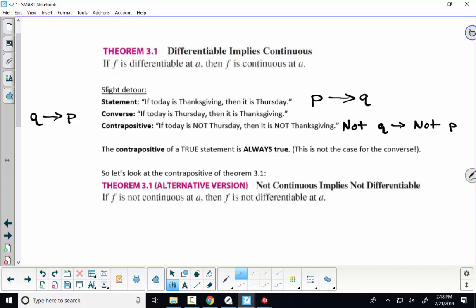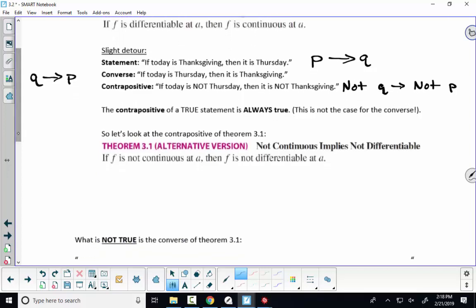And the contrapositive of if a function is differentiable at a, then it's continuous at a, is we take the arguments, flip them, and negate them. So if it's not continuous, then it's not differentiable. And that's the alternative version of Theorem 3.1. So the alternative version is true as well because it's the contrapositive of Theorem 3.1.